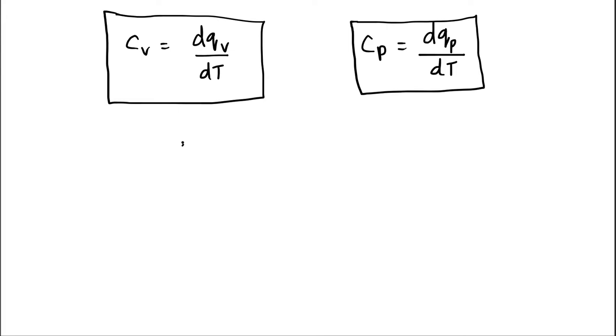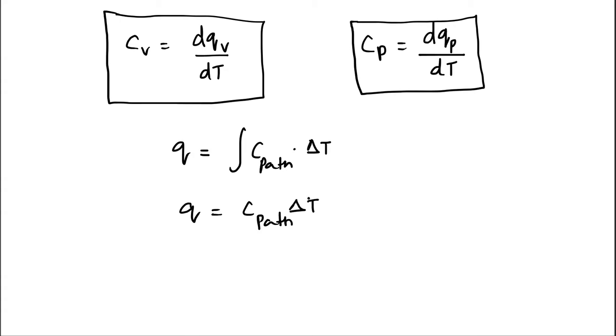Now we understood that Q is equal to the integral of C path times dT. It is path dependent, or you can call it Q equal to C path delta T. So next, this is Cv and this is Cp. Let's go for one more important relation, that is proving Cp minus Cv equal to R.